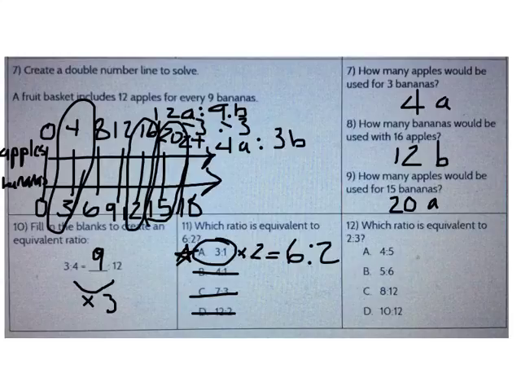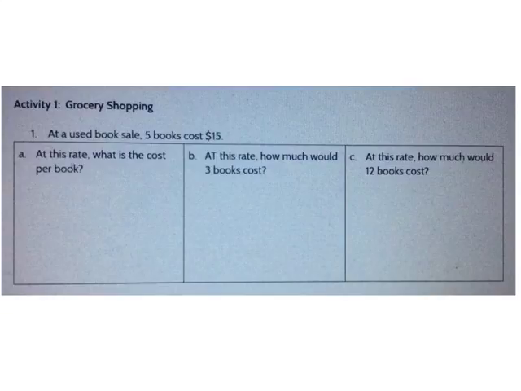Now you try another. Which ratio is equivalent to 2 to 3? Which ratio can I multiply 2 and 3 by the same number to get? Here, the only correct answer is C. You did a great job on the do now. Let's dive into today's lesson.